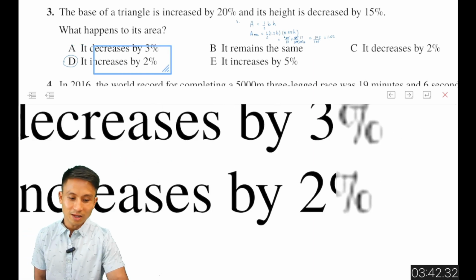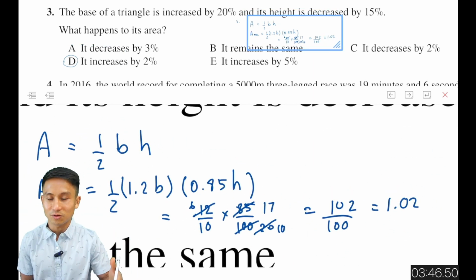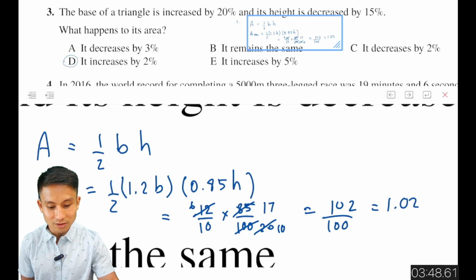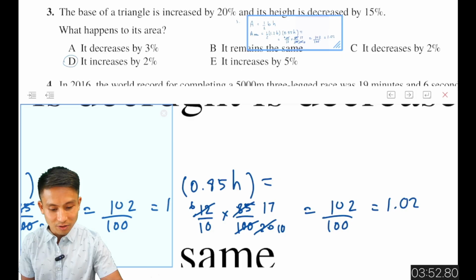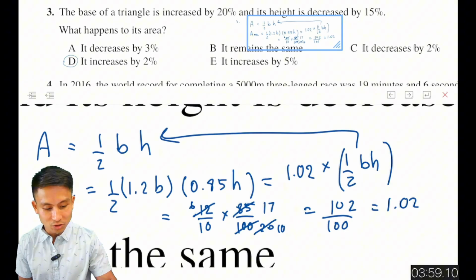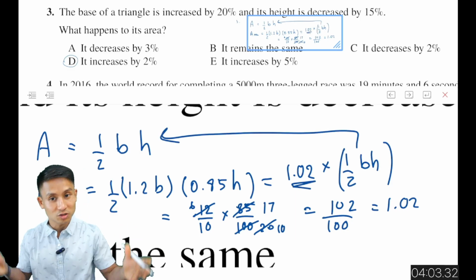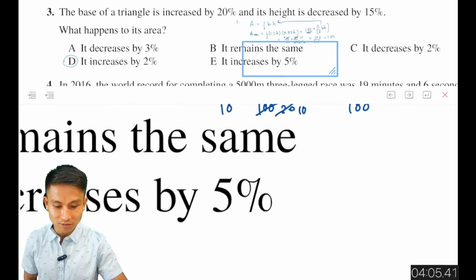Okay? Yeah, that's the way to go, because you need to know that when you multiply the factor out, I didn't multiply the half because we already got 1/2 BH here. So if we write this down again, it would be 1.02 times 1/2 BH, which is the same as before. So this is basically 1.02 times the previous one, which is a 2% increase. Yeah, I hope that's fine.